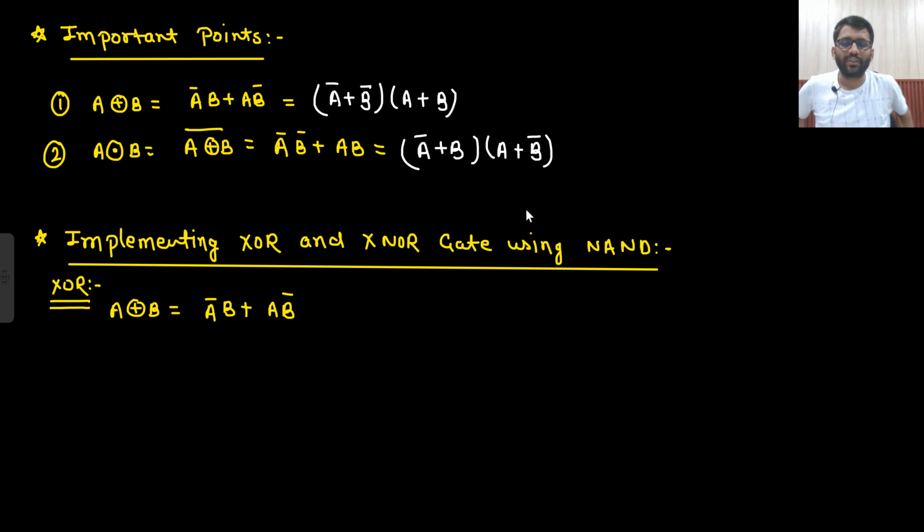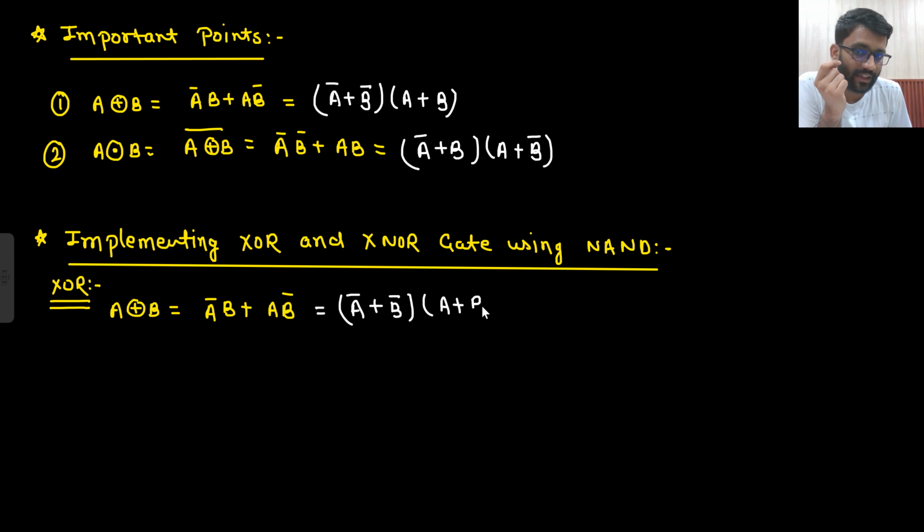So let's solve this problem. You need to implement XOR gate using NAND gate. A XOR B is A bar B plus A B bar. First question, is this the form you want? Yes, I want this form. This is sum of product form. But bar is there. Can you do anything? Yes. I remember another form of it: A bar plus B bar into A plus B. So I will think about this form as well.